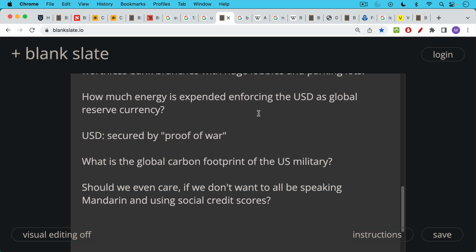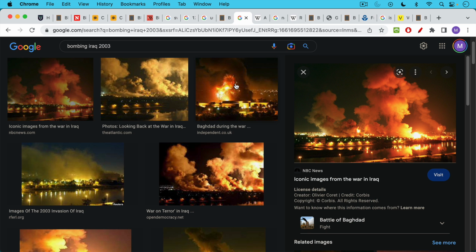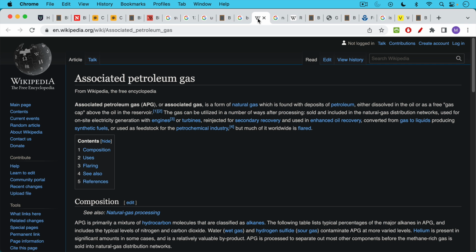But when you're talking about energy usage, you always have to examine the trade-offs and what is involved. And you also have to make allowances for other people to use electricity in the way that they want to use it. So here's proof of war. This is what secures the US dollar. I would say that the carbon emissions footprint of this is quite large.